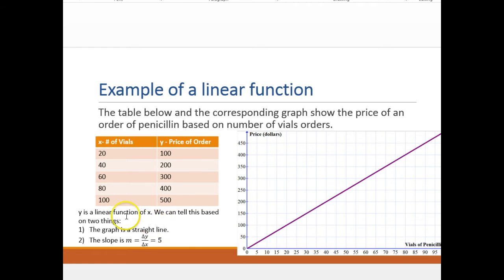Now, y is a linear function of x. We can tell this based on two things. First, the graph is a straight line. Second, the slope is consistent. It has a constant slope of 5.